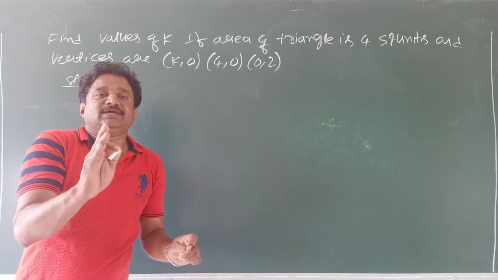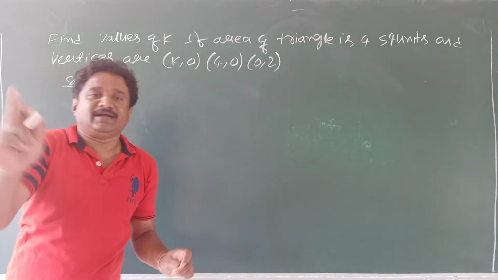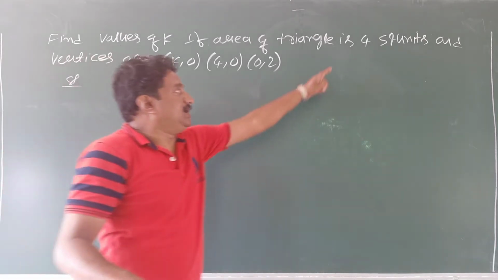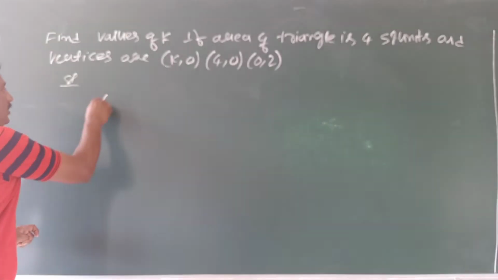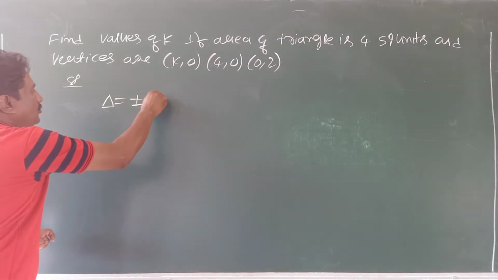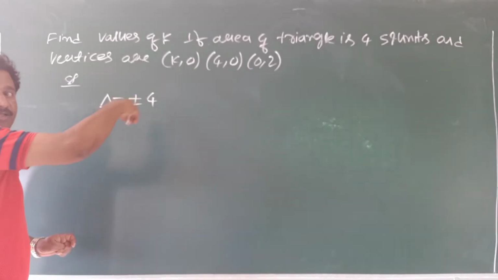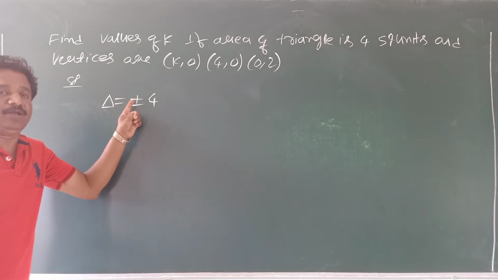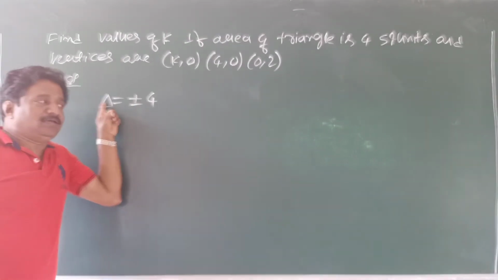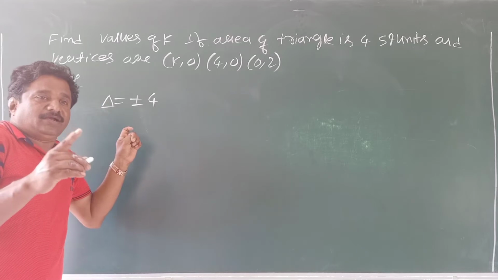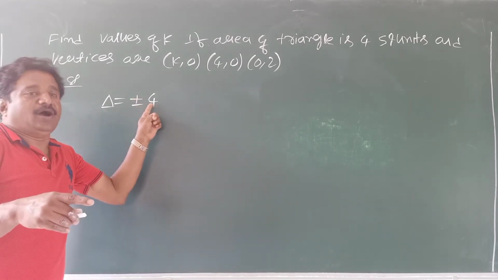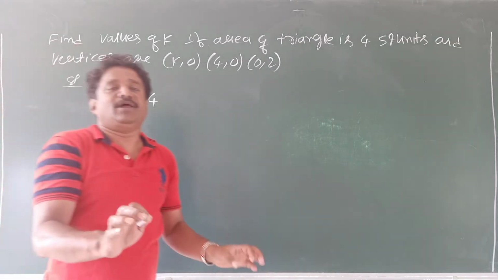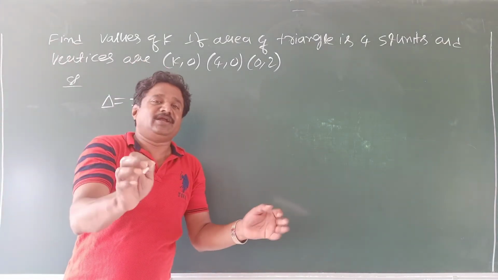We represent the area of the triangle by delta. Delta means area of the triangle. That means the delta value is given. How much is delta? 4. That is the area of the triangle. Here I am taking plus or minus. You must take plus or minus because delta means determinant. Determinant value can be either positive or negative. You have seen for some determinants we will get a positive value.